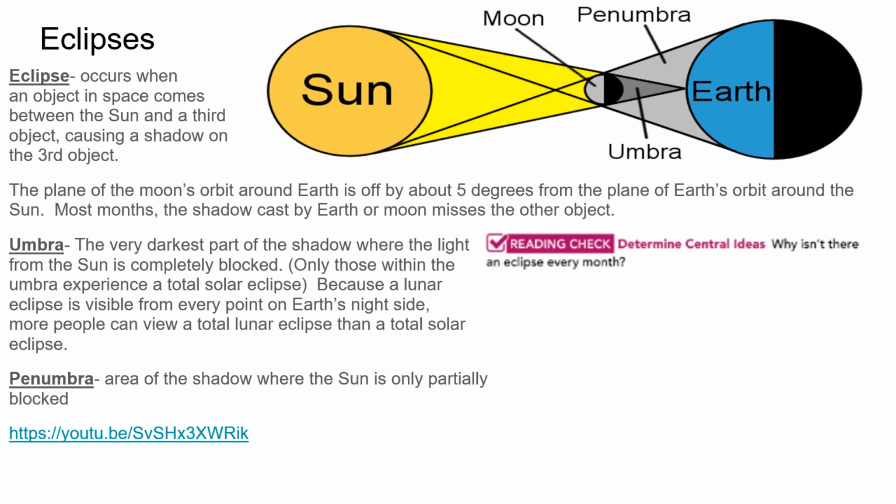The umbra is the very darkest part of the shadow, where the light from the sun is completely blocked. Only those within the umbra experience a total solar eclipse. Because a lunar eclipse is visible from every point on Earth's night side, more people can view a total lunar eclipse than a total solar eclipse. The penumbra is the area of the shadow where the sun is only partially blocked.